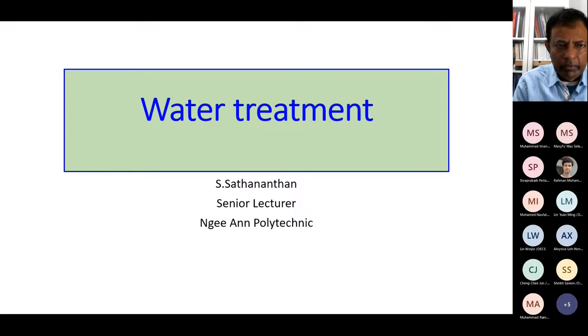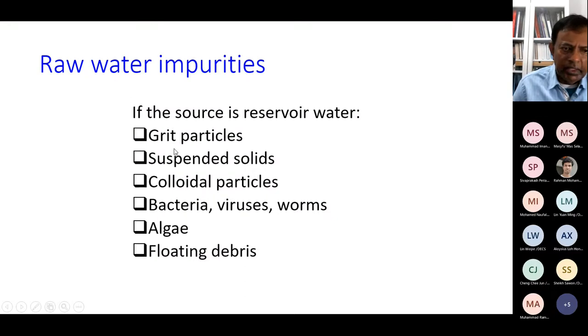Okay, if you take a sample of water from an inland reservoir, maybe from MacRitchie, what are the common pollutants which will be in that sample? You will have grit particles. Grit particles are small, like pebbles and small broken glass pieces. Then you will find suspended solids in water. If you take the sample, you will be able to see some suspension moving around, in other words, floating or moving around. Those are known as suspended solids.